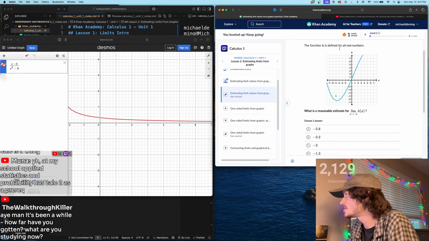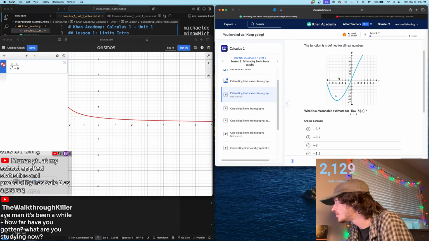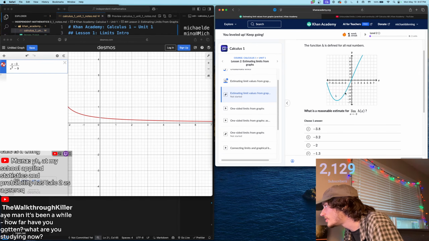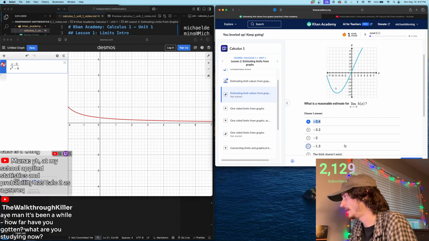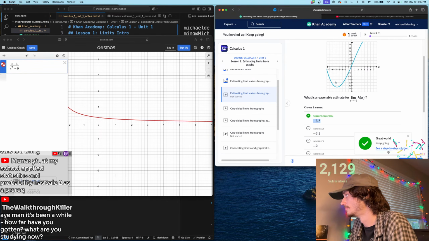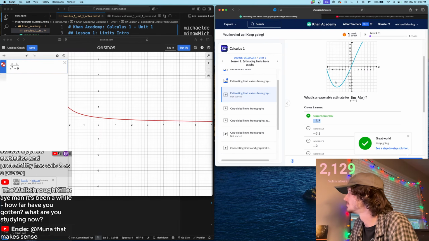The function h is defined for all real numbers. What is a reasonable estimate for the limit of h of x as x approaches -2? Well, it looks like we're converging on a value a little bit greater than -4, so 3.8. Nice.